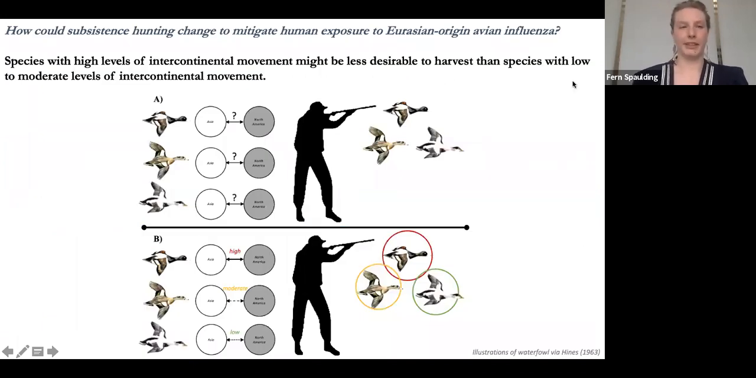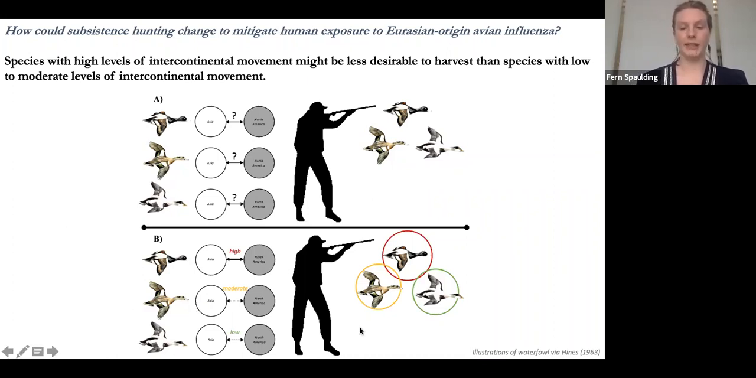So looking at the big picture, how could subsistence hunting change to mitigate human exposure to Eurasian origin avian influenza? Species with high levels of intercontinental movement might be less desirable to harvest than species with low to moderate levels of intercontinental movement. And so here in panel A, this is previous knowledge without the results of chapter 2, where for each of these vector species, there's no relative risk ranking, and we don't know the magnitude of gene flow occurring between Old World and New World lineages.